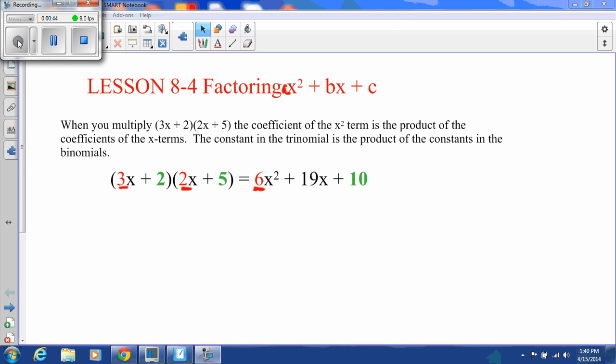Also, the constant in the trinomial is the product of the constants in the binomials. Looking at 3x plus 2 and 2x plus 5, we get the last term of the trinomial by doing 2 times 5, which is 10. Using this information, we can go backwards and factor our trinomial into the product of two binomials.